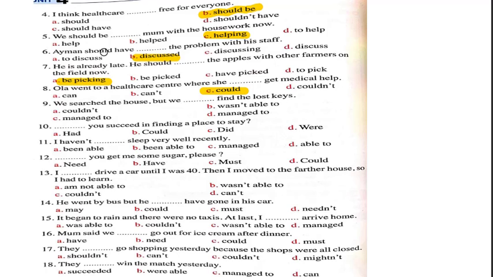Number 9. We searched the house but we couldn't find the lost keys. Couldn't, managed to, wasn't able to. We searched the house but we couldn't find the lost keys. That's the correct answer.